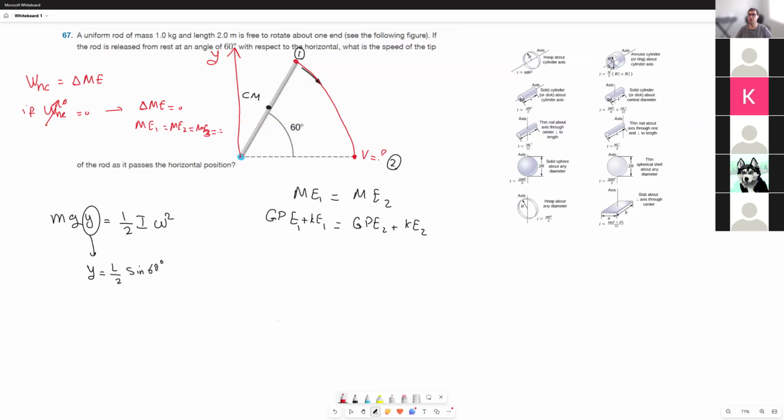Yeah, the only force here, Lucien, is going to be gravity, and gravity is not a non-conservative force. Gravity is a conservative force. So that's what.